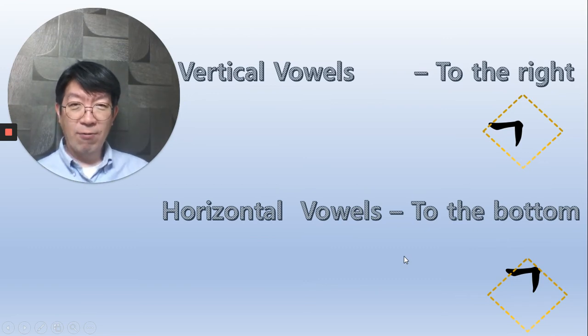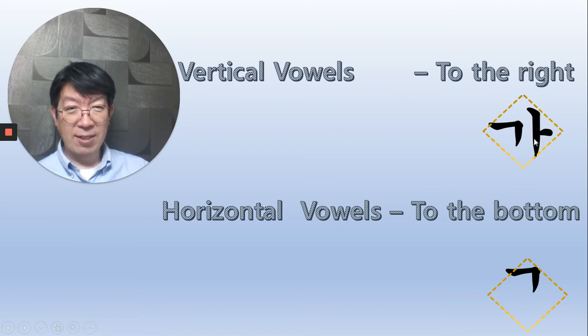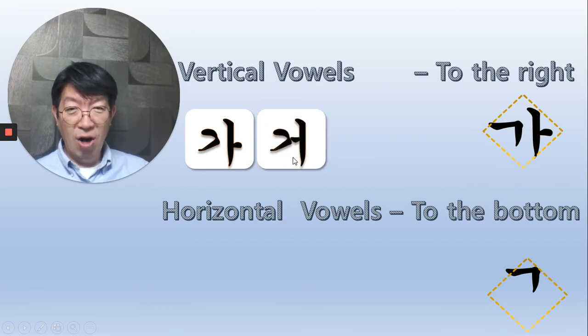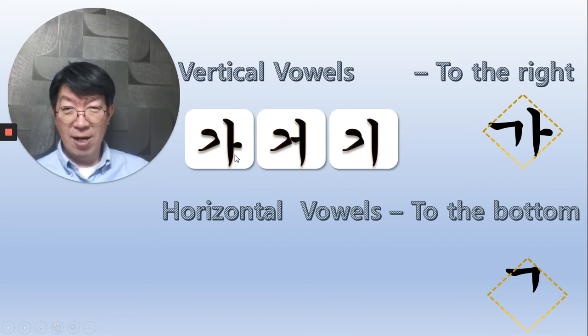When we studied Korean vowels, there are two kinds of vowels, vertical vowels and horizontal vowels. So the location is slightly different. For the vertical vowel, we put the vowel next to the first consonant. So this is ga, g, a. What are other examples of vertical vowels? This is ga, go, and gi. When we write down the vertical vowels, the vertical stroke is longer than the horizontal one.